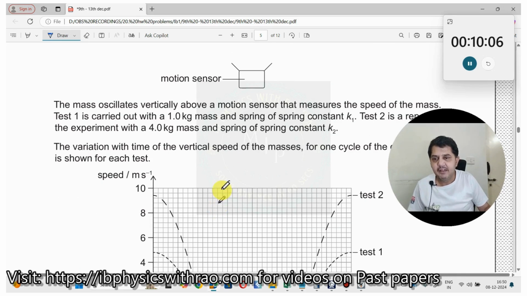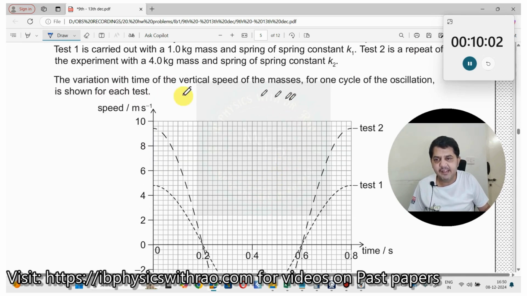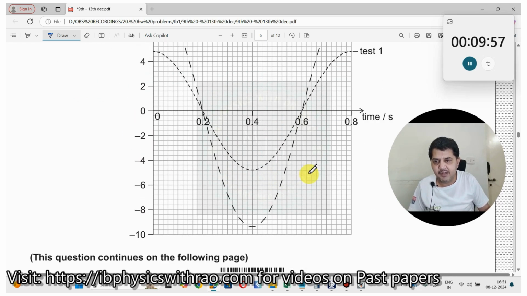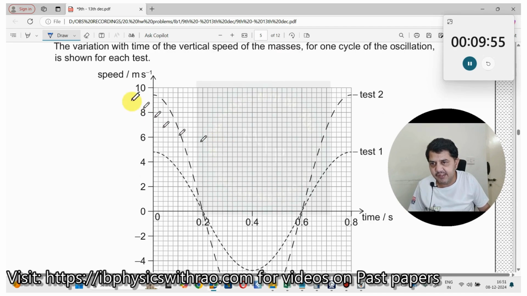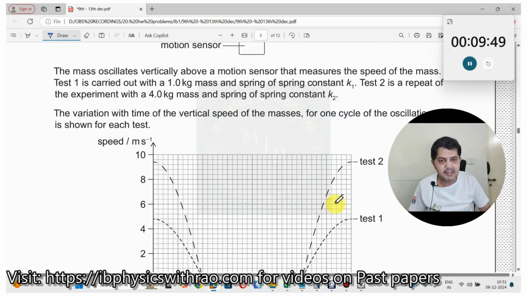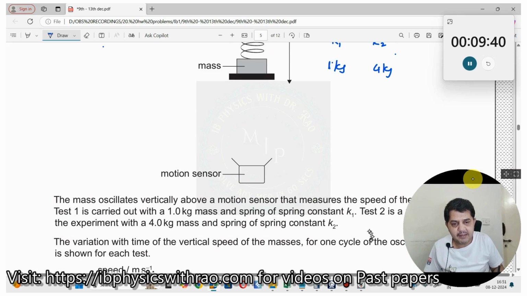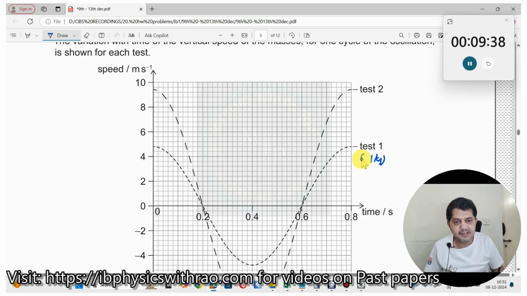The variation with time of the vertical speed of the masses for one cycle of oscillation is shown. Okay, vertical speed, variation with time. So what is being shown over here? It shows speed in meters per second, for test 1 and test 2. What are test 1 and test 2? Test 1 is nothing but you have masses here. This is for 1 kg, and this is for 4 kg. This is what you got as test 1 and test 2.